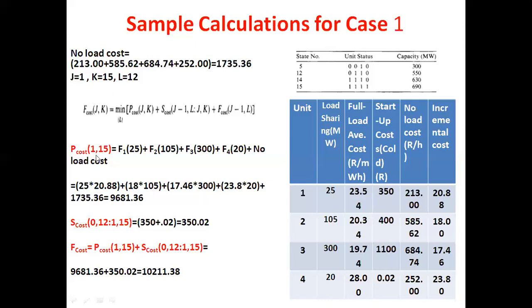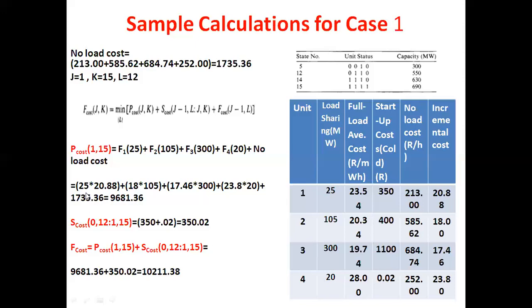So the production cost for state 1 is F1(25) plus F2(105), where F1(25) is unit 1, the power shared by unit 1, and F2(105), F3(300), and F4(20), plus the no load cost. We have already seen how the load is shared for the first hour and for the k equal to 15 state.